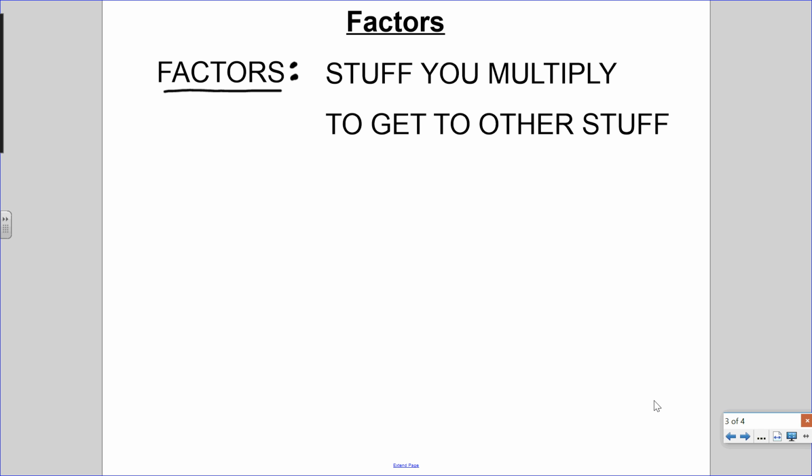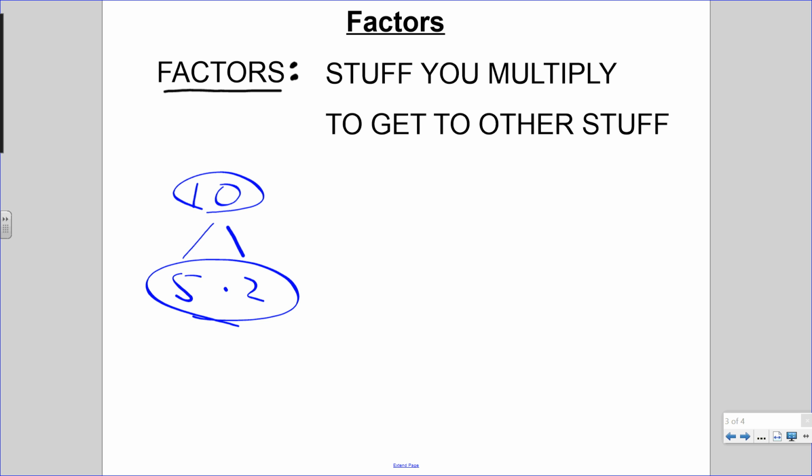Watch this. What are the factors of 10? Somebody. Okay, so watch this. This stuff, you multiply to get to that stuff. So go put an arrow and put factors here. Do that for me on your notes. Stuff you multiply to get to that stuff. So far, so good.